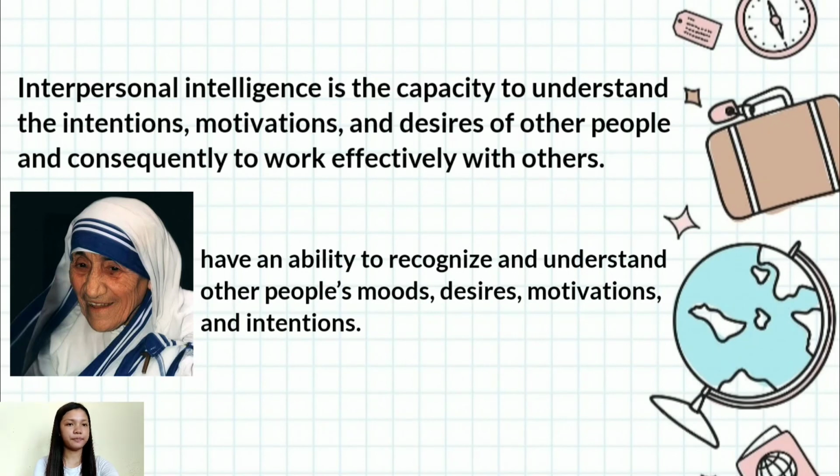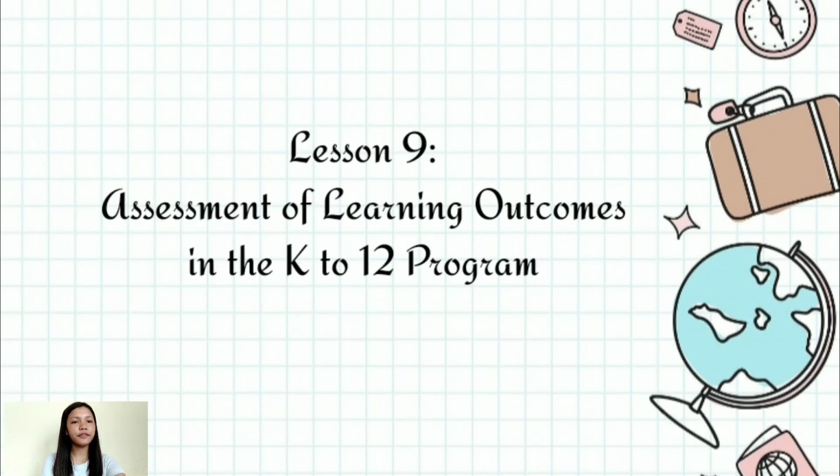And finally, the last lesson for this chapter, the assessment of learning outcomes in the K-12 program. The assessment process is holistic with emphasis on the formative or developmental purpose of quality assuring student learning. It is also standard-based as it seeks to ensure that teachers will teach to the standards and students will aim to meet or even to exceed the standards.